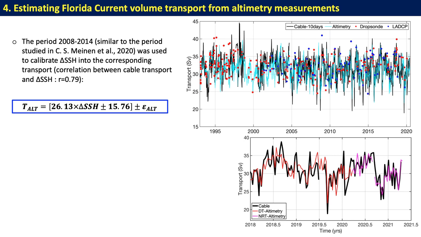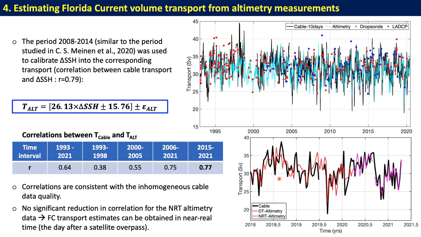And the lower plot here shows a zoom in on the last approximately 3 years. The transport estimated from the delayed time altimetry data is shown by the red curve, while the magenta curve shows the transport estimated from the near real time data. So you see that these transports reasonably match the cable transport shown by the black curve.